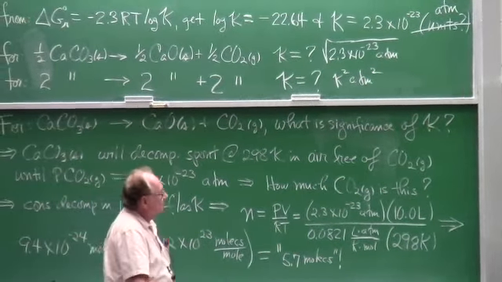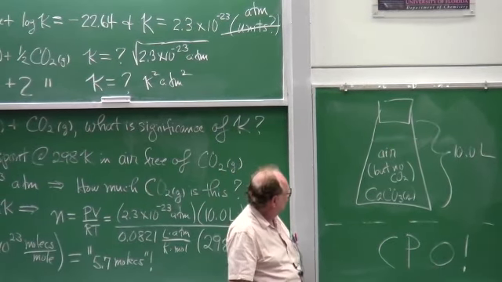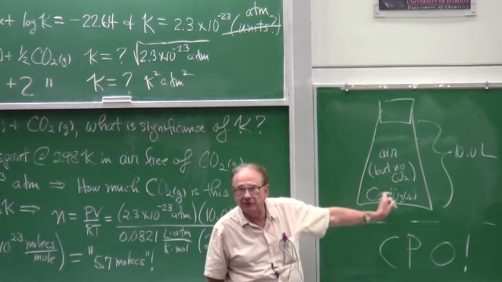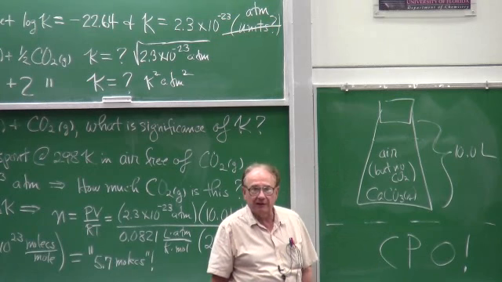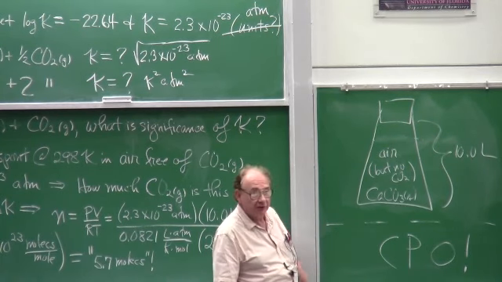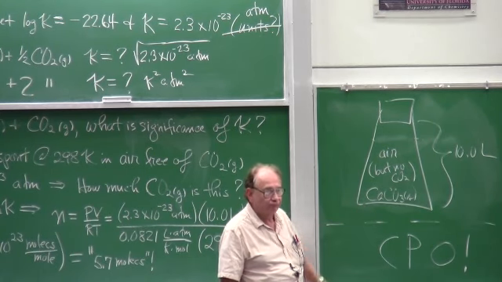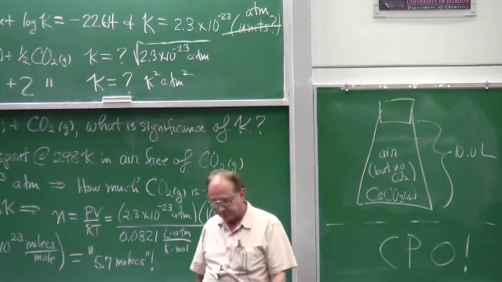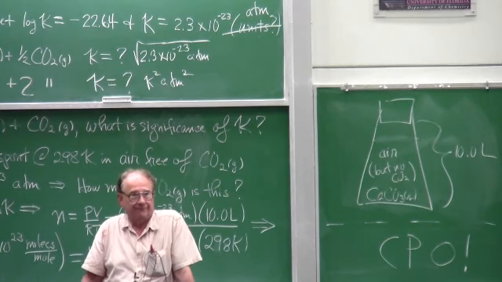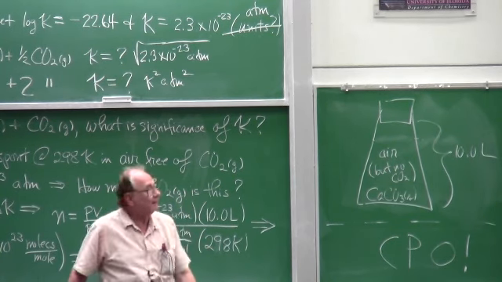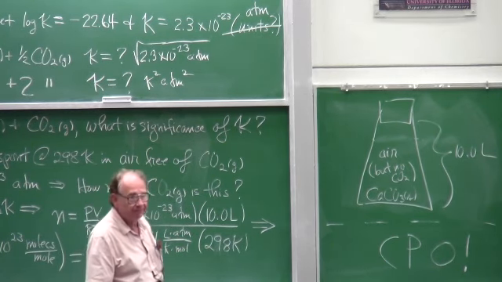let's imagine that we have available a 10.0 liter volume flask and we free it from CO2. I don't care if there's oxygen in there or nitrogen in there, but no CO2. And we put some calcium carbonate in there at 298 K. Tell me, under these conditions, would the calcium carbonate decompose spontaneously? Yep. Would decompose spontaneously until the partial pressure of CO2 was 2.3 times 10 to minus 23 atmospheres.